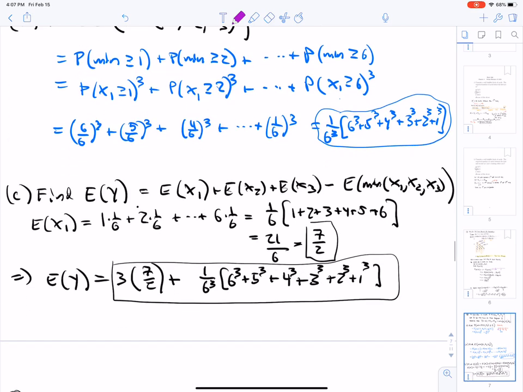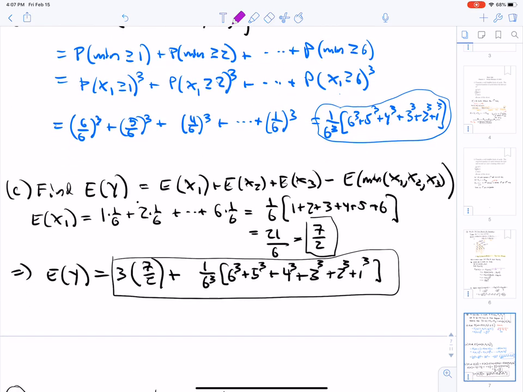And then the expectation of y: you're going to need to find the expectation of x1. Just use the definition of expectation in that case, since it's so simple. Basically the expected outcome of rolling a die is 7/2. So that's not that surprising. It's 3.5. So then the expectation of y will be 3 times that plus the result that you got above.